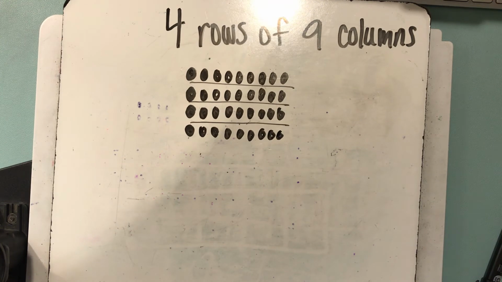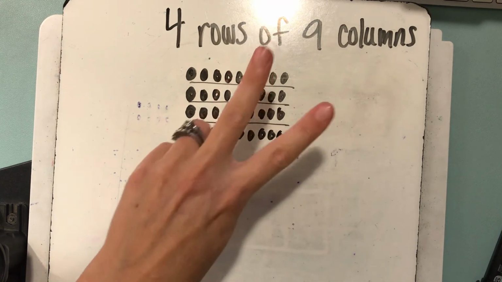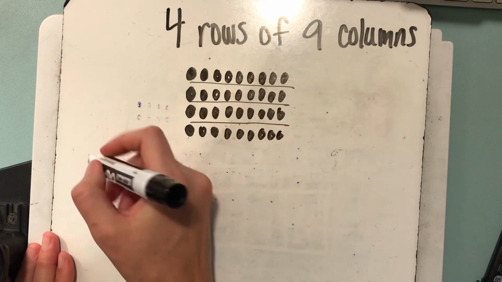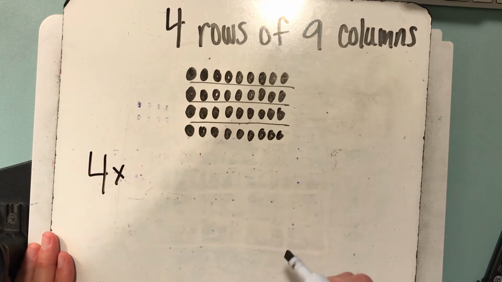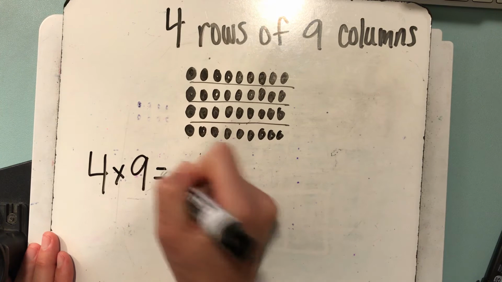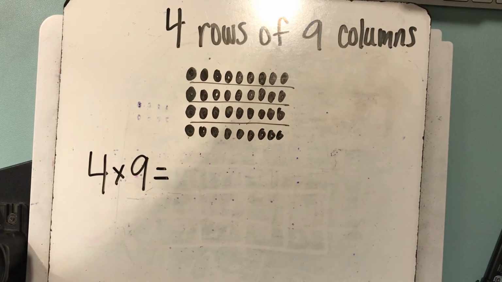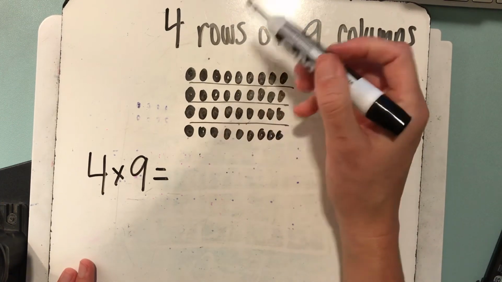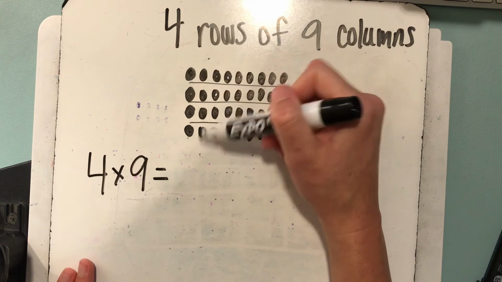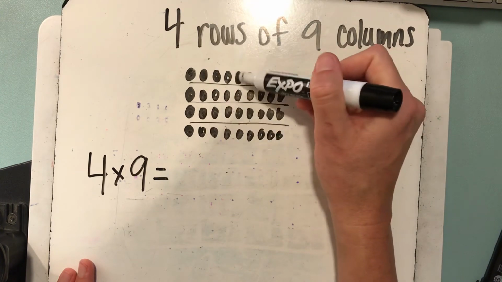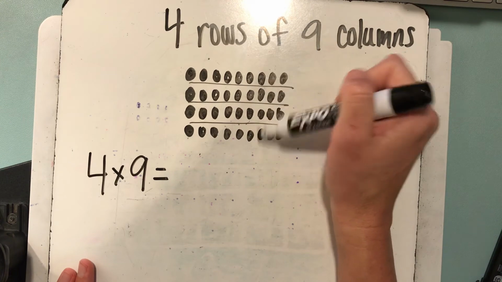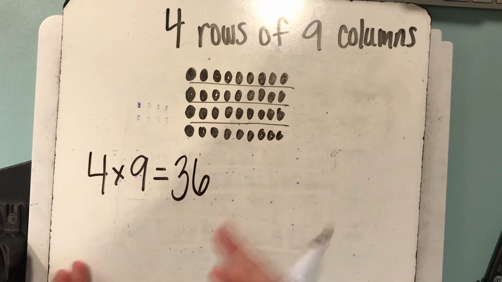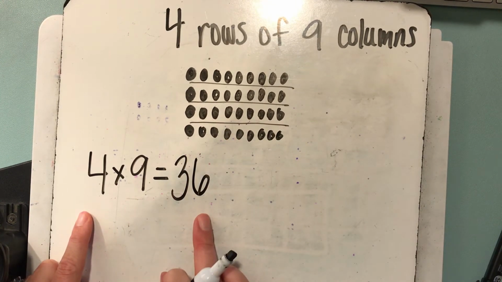Now I'm going to use the commutative property again, and I'm going to write 2 different multiplication equations for this array. So here I know it's 4 times 9 equals, do we know the total yet? Well, we haven't skip counted. So why don't we skip count by 4s to figure out the total? We're going to skip count the columns. 4, 8, 12, 16, 20, 24, 28, 32, 36. Whew. So 4 times 9 equals 36.